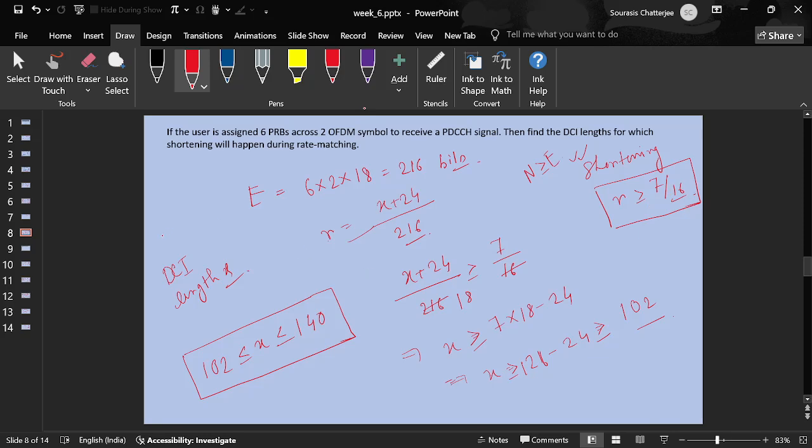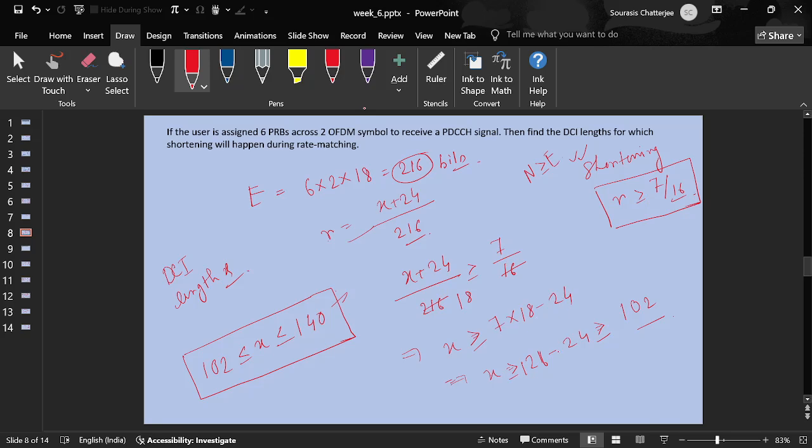So I know already 6 PRBs across 2 symbols means there are total how many bits allocated? 216 bits are allocated. And what is the rate expression? If I consider the DCI length to be x, it's x plus 24 over 216 as R. So by this formula of shortening, this ratio should be greater than 7 over 16.